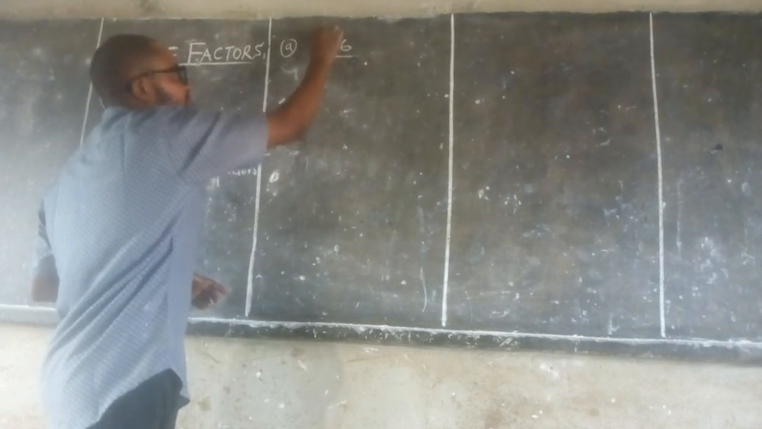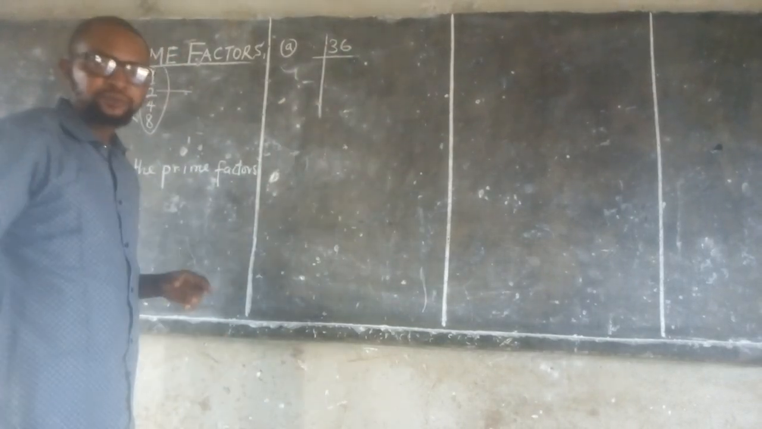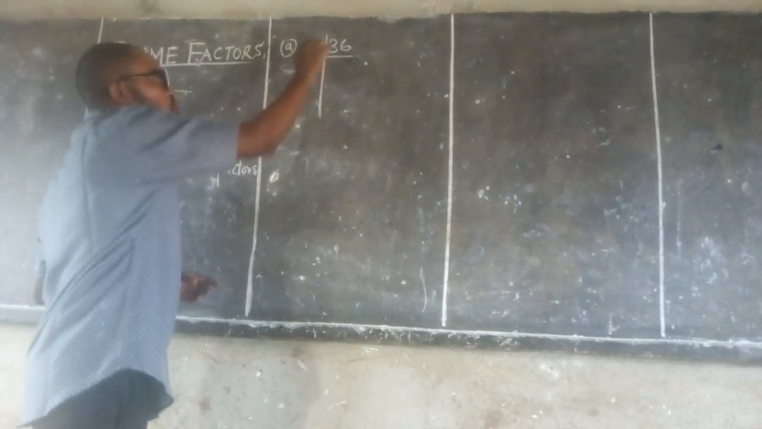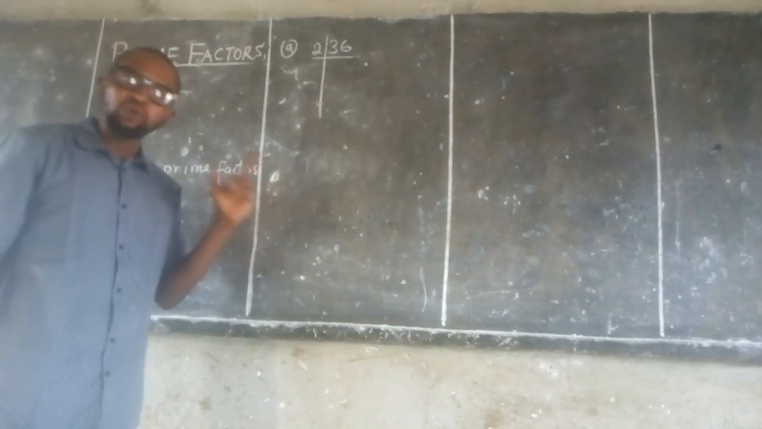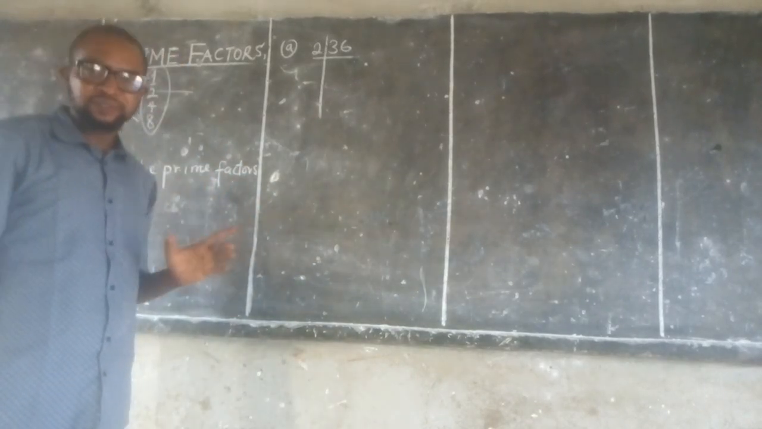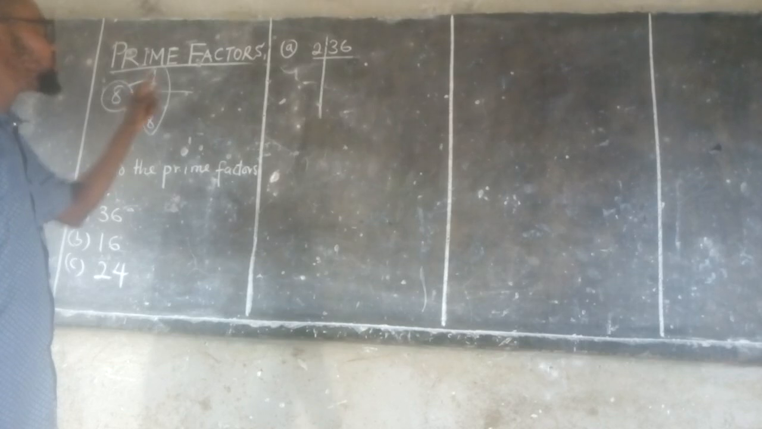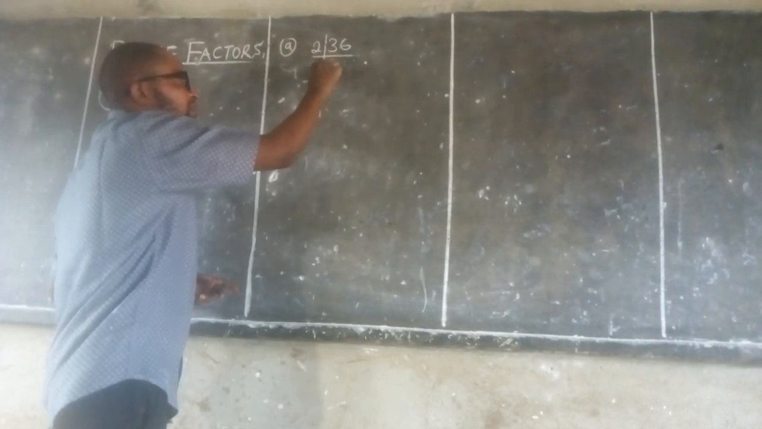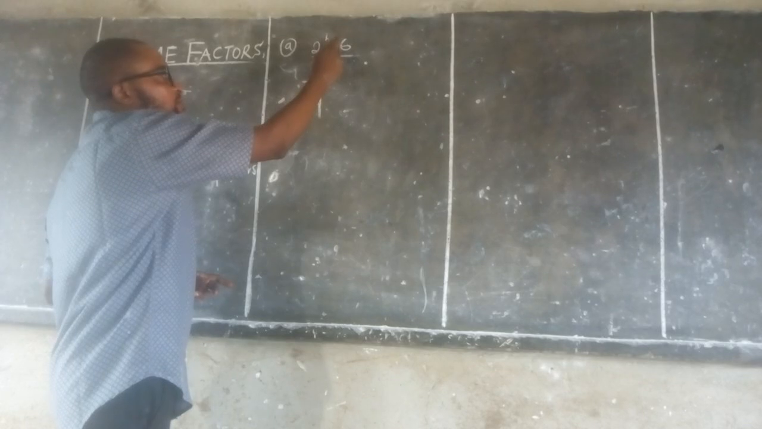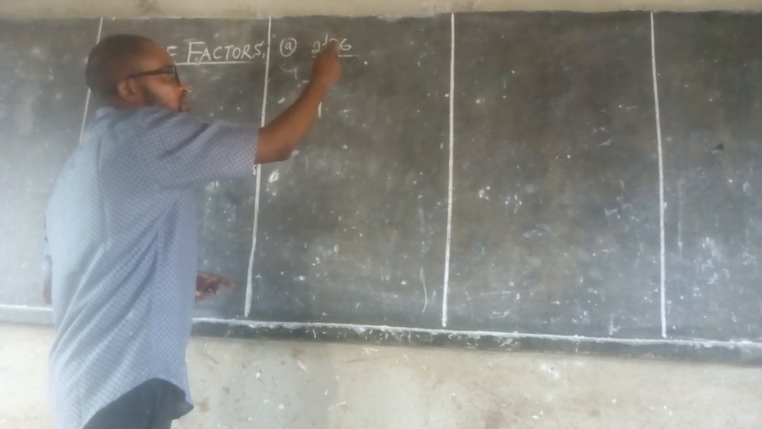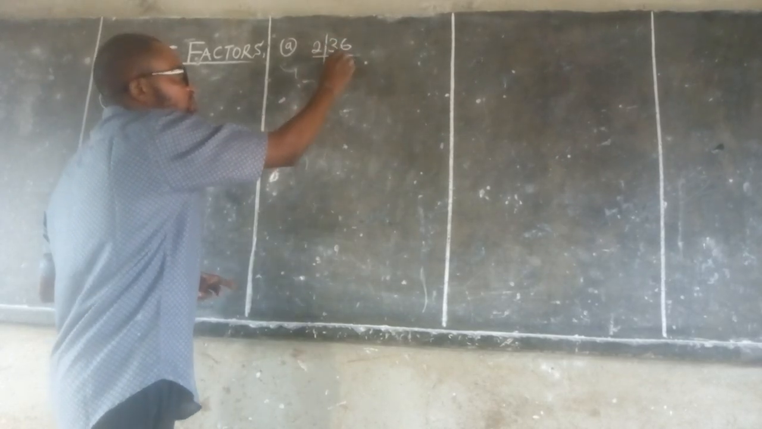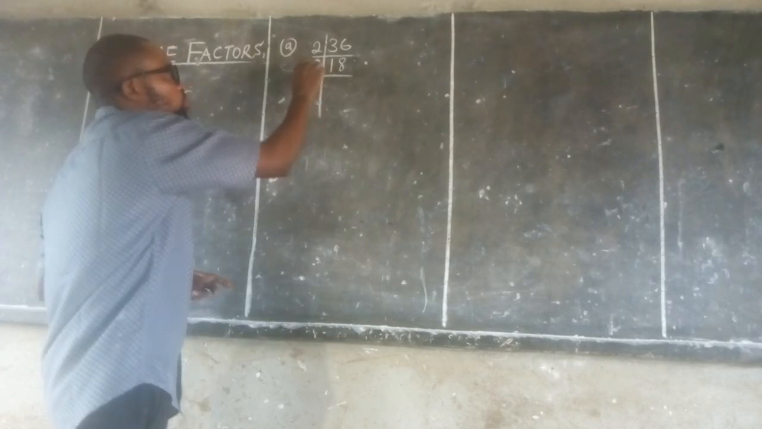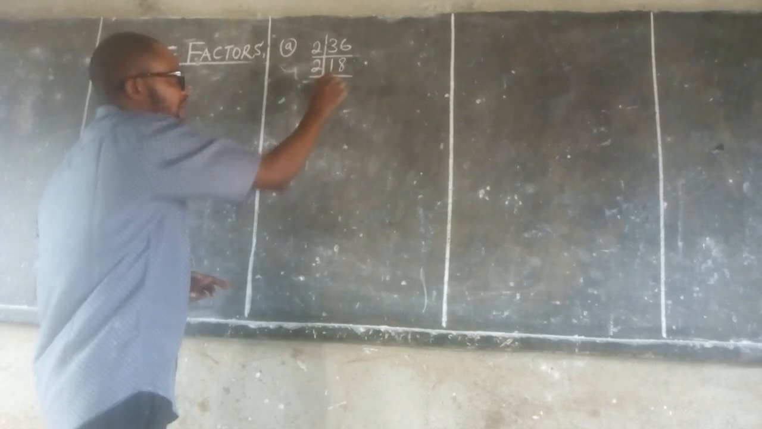36. 2 is a prime number. I will divide with 2. You ensure you continue your division with prime numbers. That is why we call it prime factors. 2 in 3, you have 1. There is a remaining 1 here. Put down the remaining 1 here, it turns this to 16. Then 2 in 16, you have 8. 2 in 18, that gives 9.